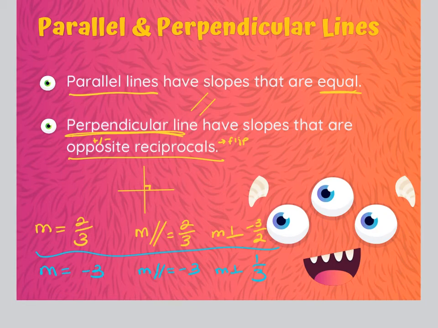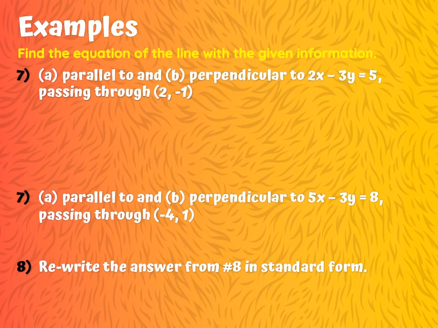Okay. Questions so far? Okay, so now let's talk about how we're going to apply it. This says find the equation of a line again with the given information. Look at A. A says find the equation of a line that is parallel to, and B perpendicular to, this line, 2x minus 3y equals 5, that passes through this point. So there's two questions here. A is a line that is parallel to it, and B is a line that is perpendicular to it.